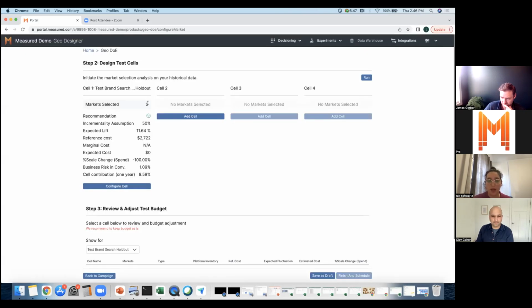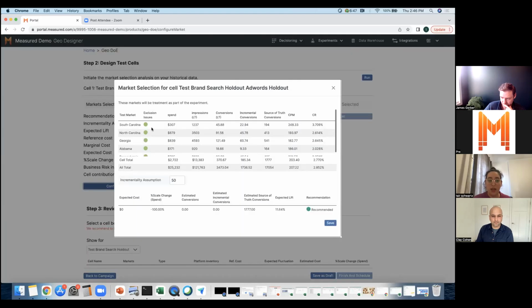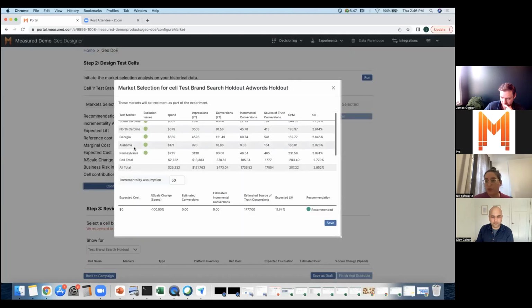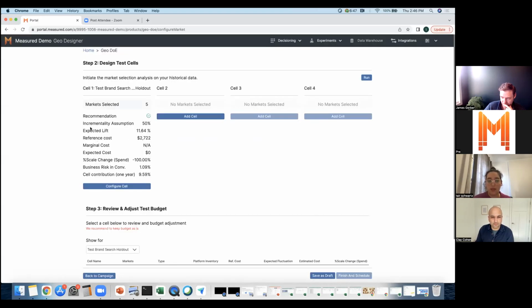You can see that 5 markets were selected from the long list. These are the 5 markets. These have proved the highest correlation to our previous anchor markets. And basically you have a bunch of stats on what's the expected lift, what's the reference cost that we use, different details. This is the cell contribution. What I was saying before, it's typically in the 10%. So this is what you're going to test on. And then that's about it. You're ready to launch it.